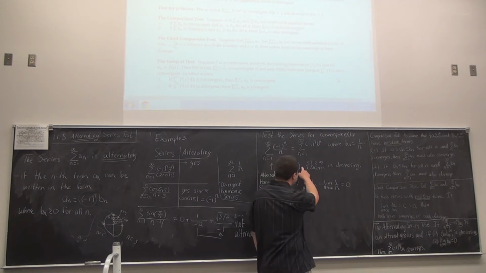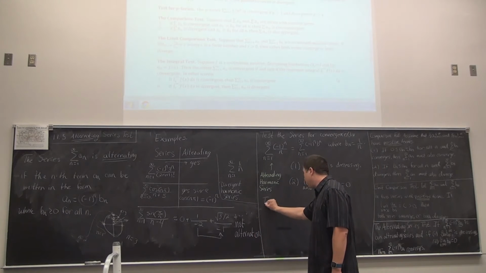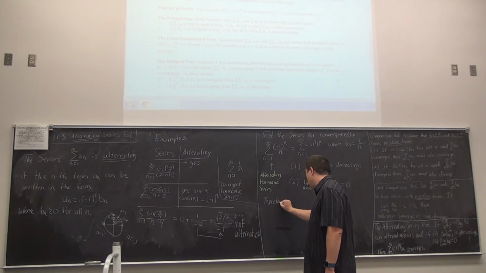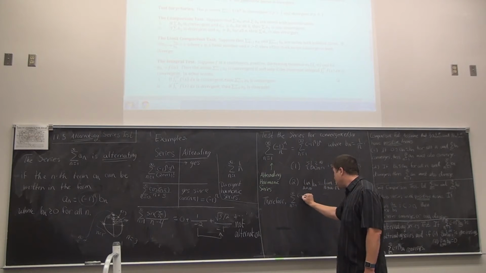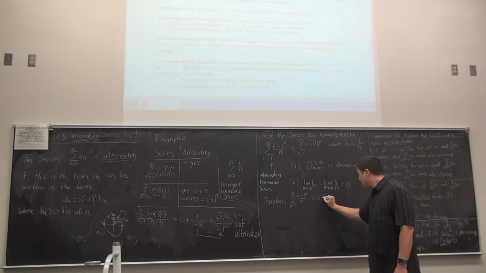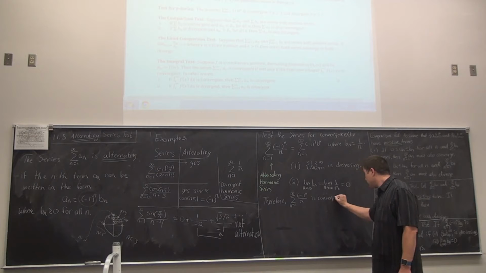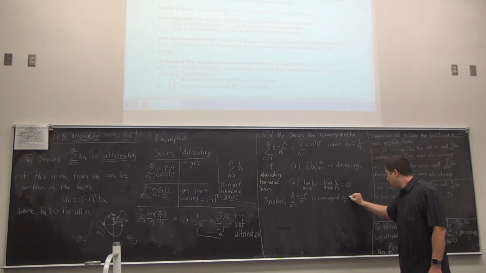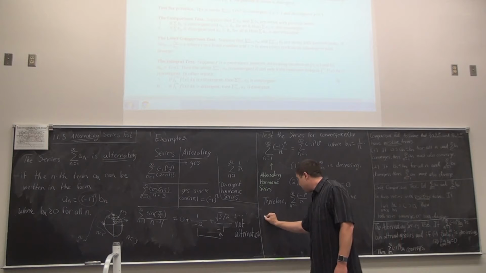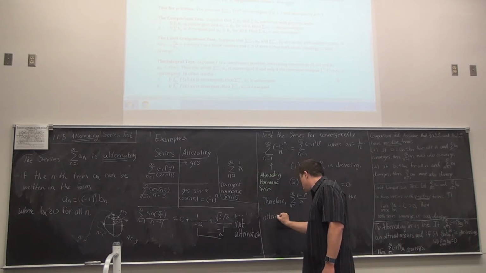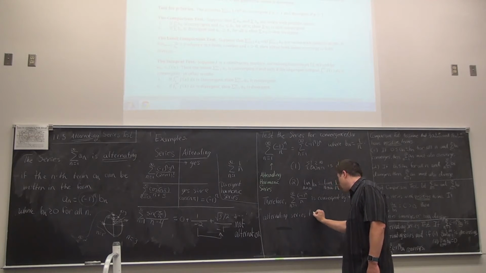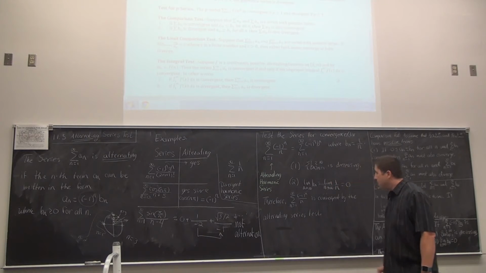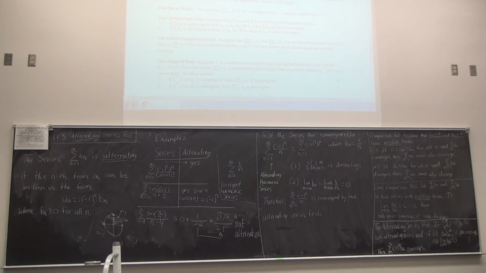So by parts 1 and 2, we can conclude, therefore, the series as n goes from 1 to infinity, negative 1 to the n divided by n, is convergent by the alternating series test. And then the problem is over. Any questions about it?